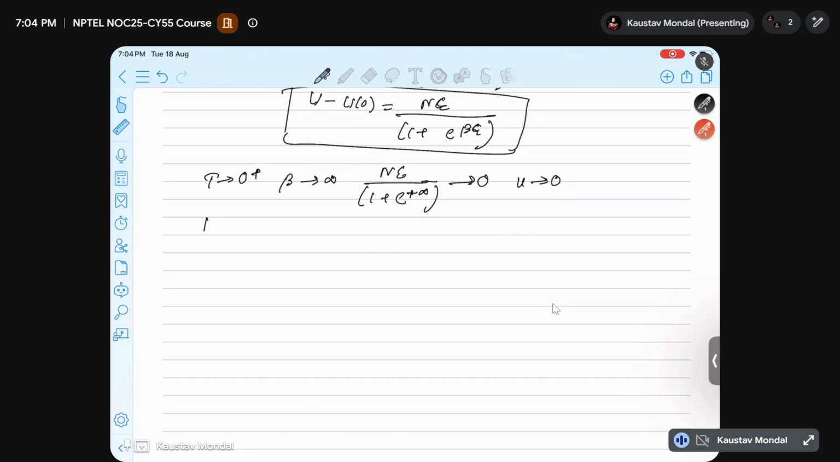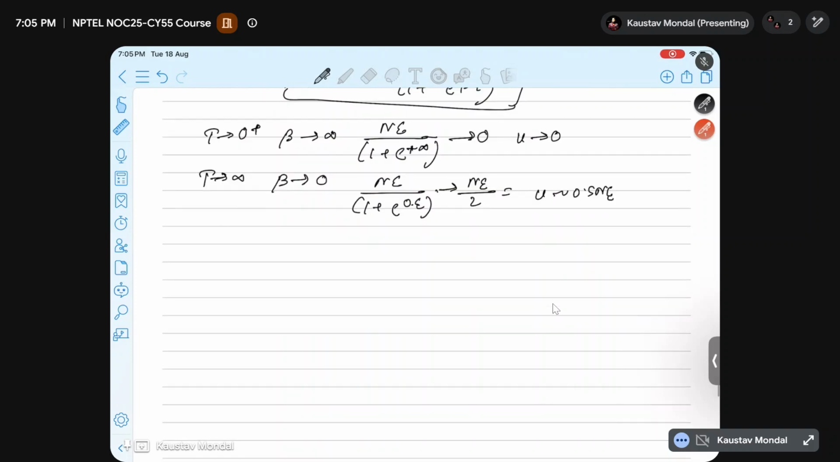Now we'll discuss if T approaches plus infinity. In that case beta tends to 0 and we get Ne by 1 plus e to the power 0, so it will become Ne by 2, so u will become 0.5 Ne. This will happen if T tends to positive infinity.